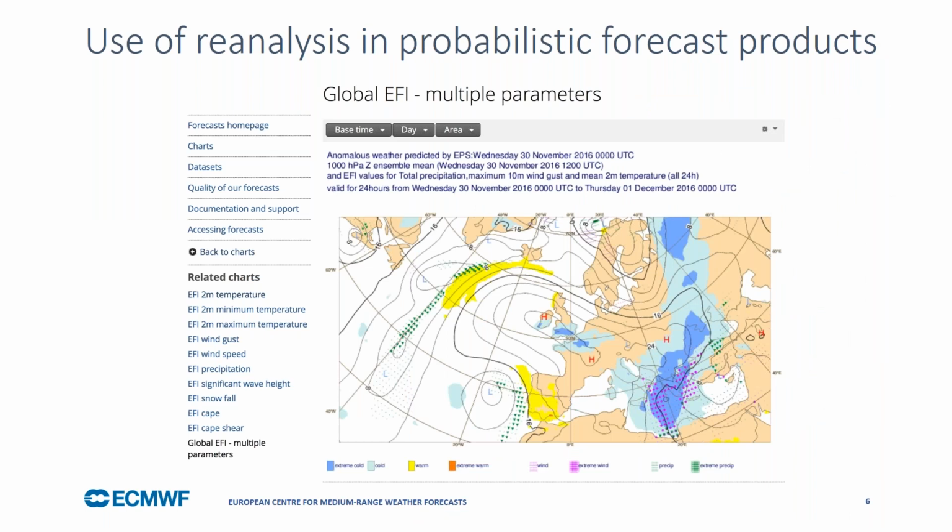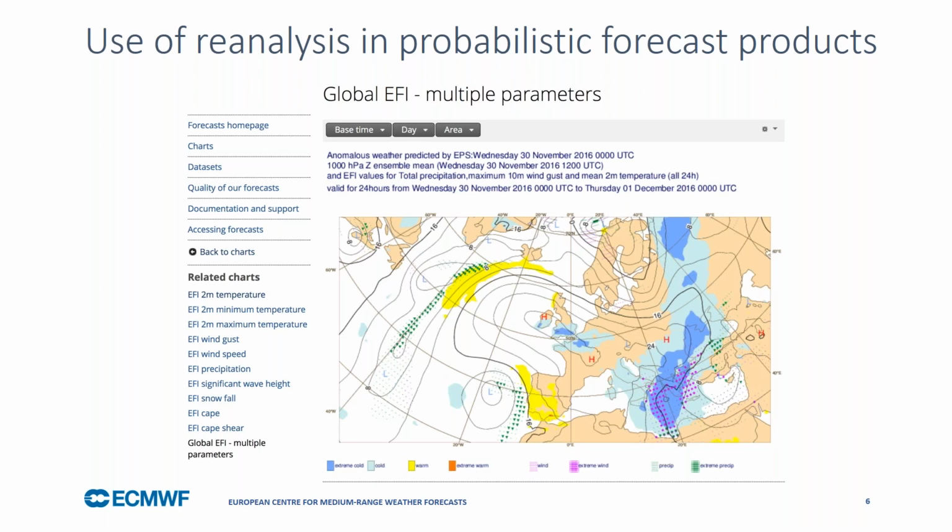And then, as I mentioned, for probabilistic forecast products, which are becoming more and more popular and more important, well, in Europe, especially for the member states, but everywhere, of course. And this is just an example of a very popular product, the Extreme Forecast Index, that tells you likely areas where certain types of extreme weather are likely to occur. And that's extremely useful for planning, of course.